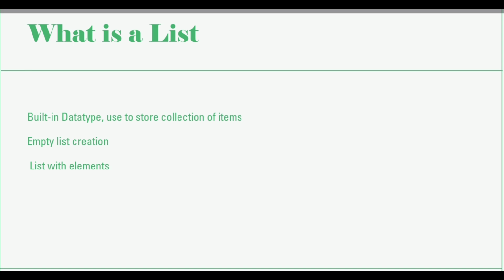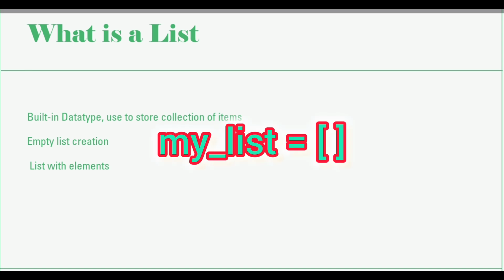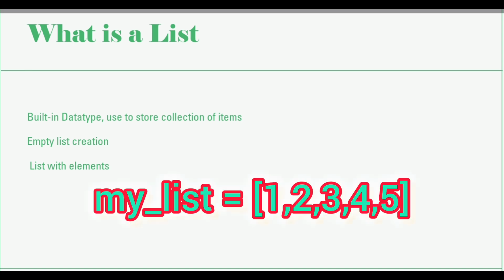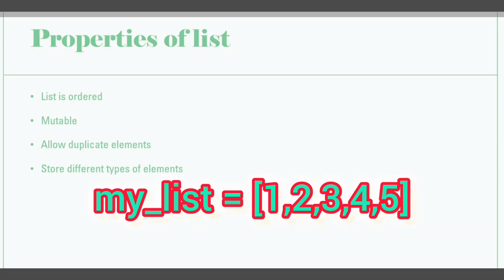Now we will see how to create an empty list. my_list = [] (empty square brackets). Next, creation of a list with elements. my_list = [1, 2, 3, 4, 5].